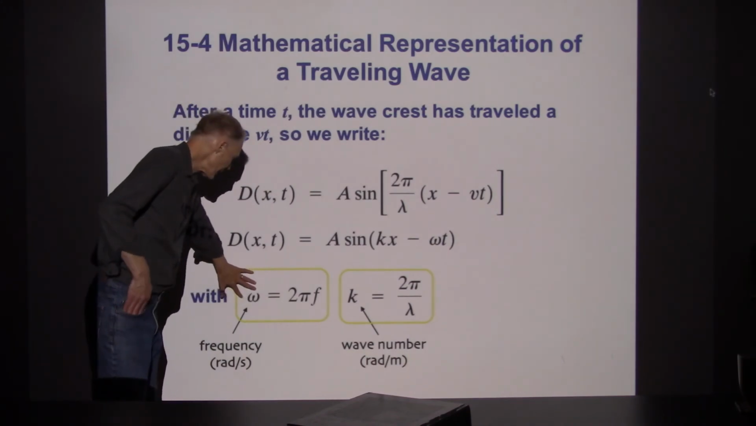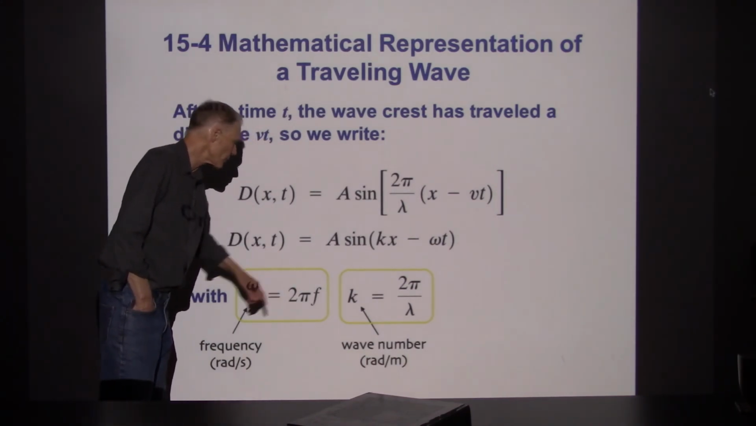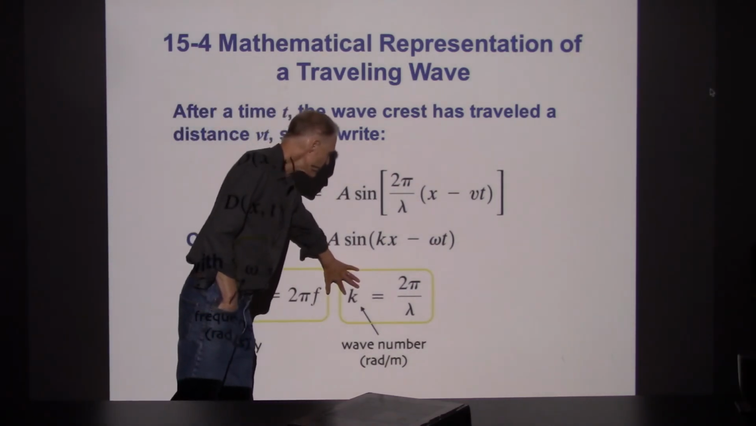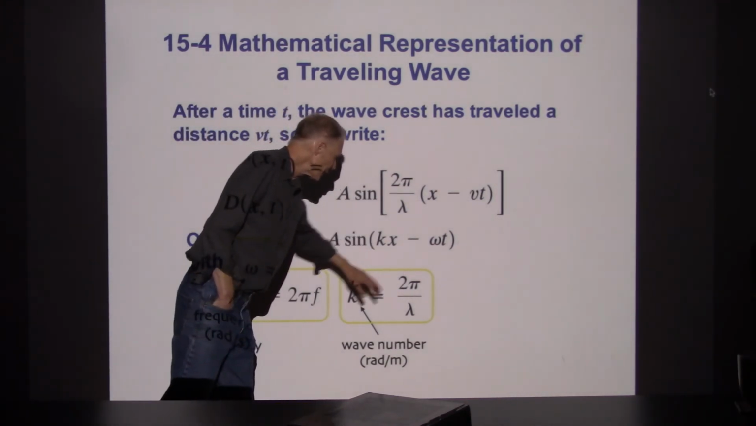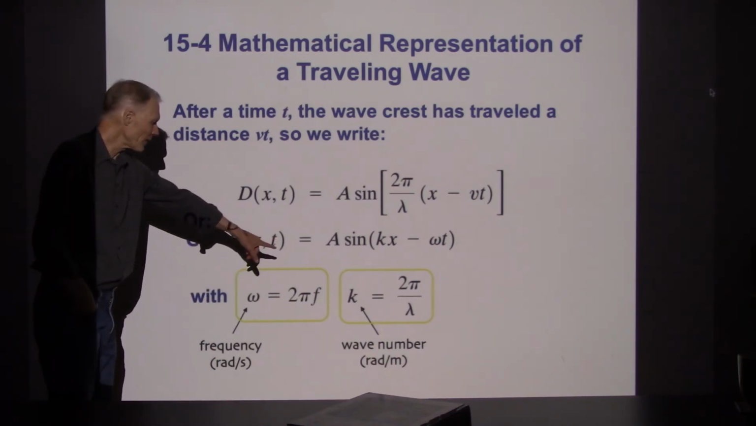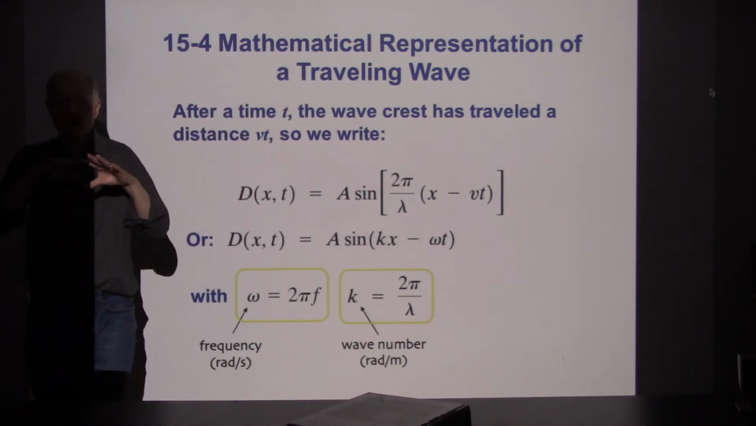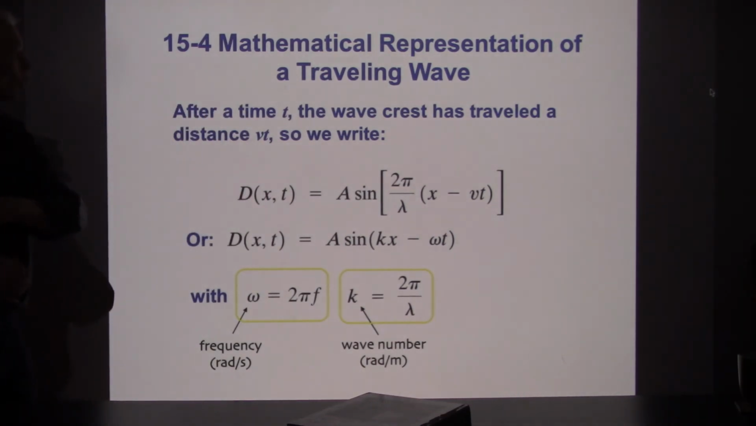So what we have is a radian frequency, which is 2 pi f, or 2 pi over the period, and we have a radian wave number, 2 pi over the wavelength. The frequency is in radians per second, the wave number is in radians per meter, and that gives us a nice, clean, compact formula with not too many things going on.